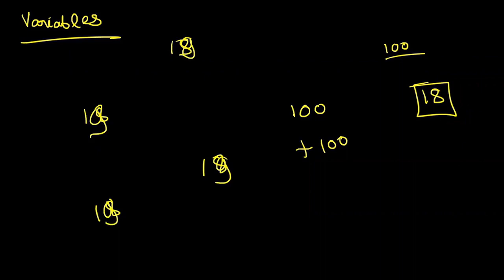You don't want to write data as it is. Wherever you are using 18, just write 18 as it is. Wherever you are using 100, write 100 again and again and again. That is something that we don't want.